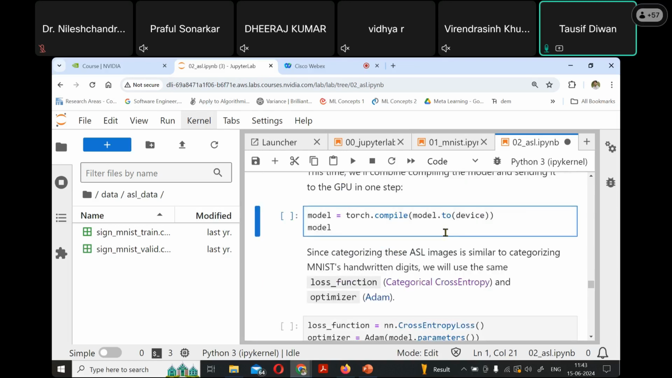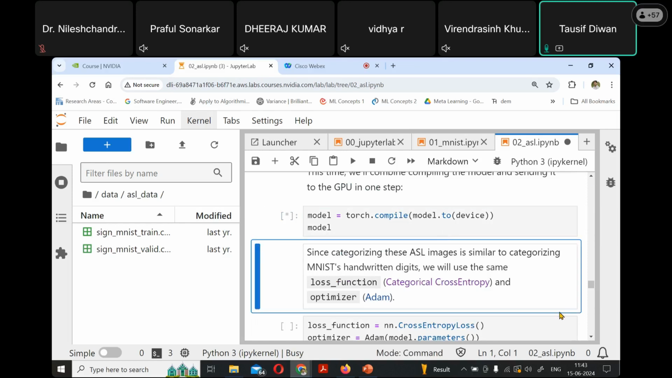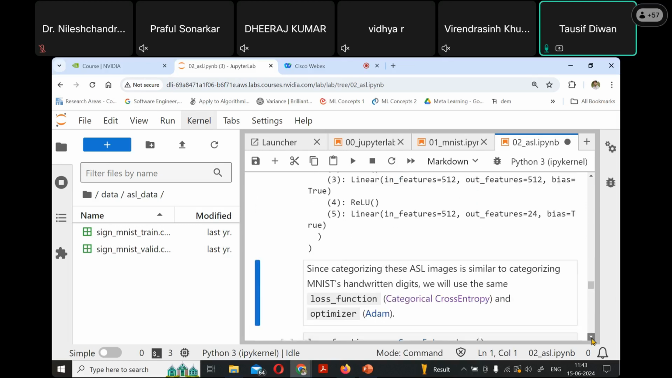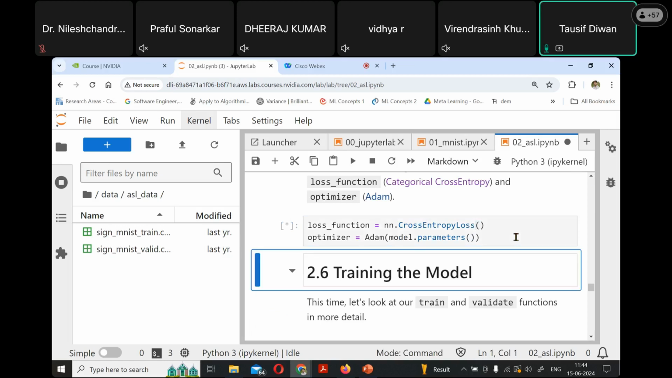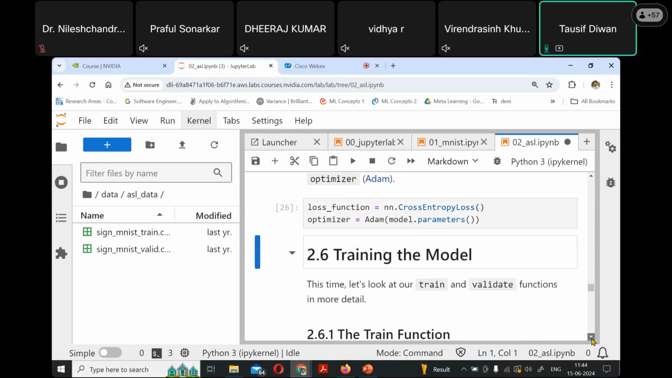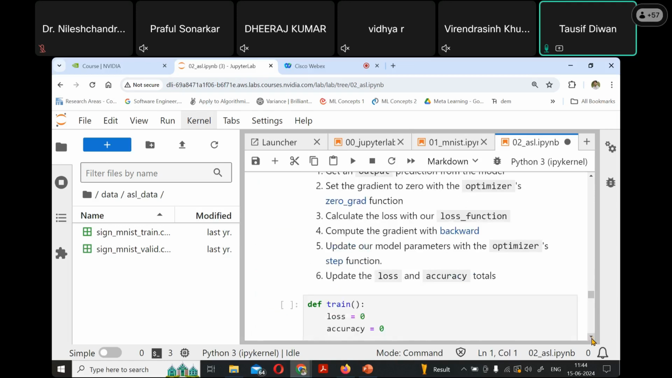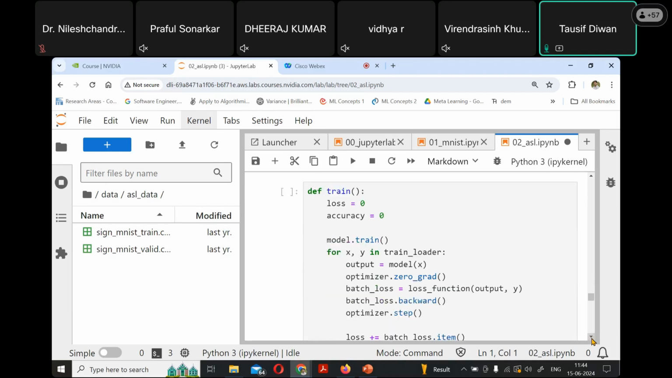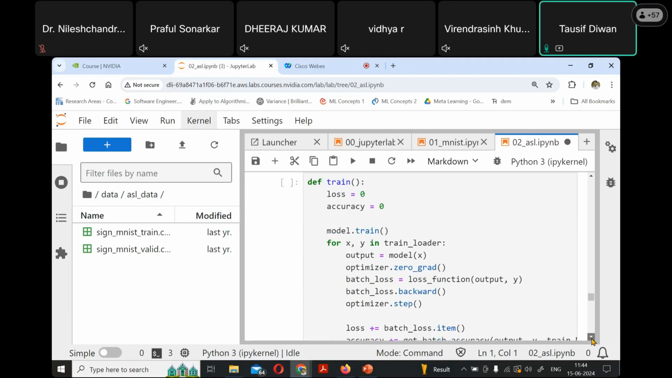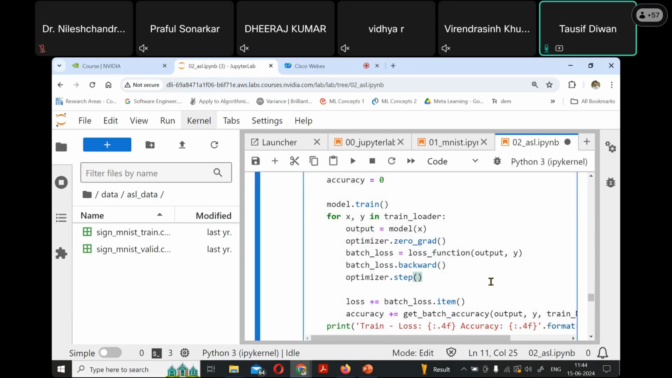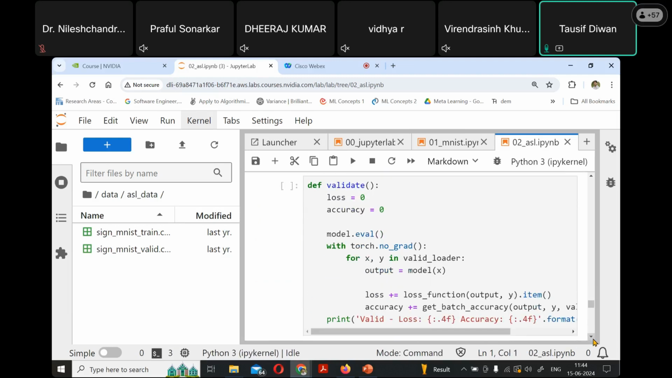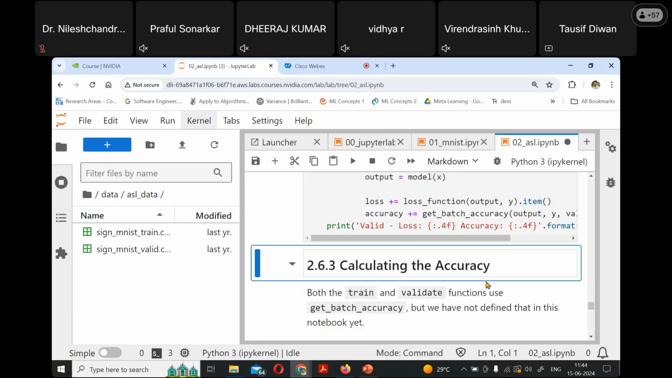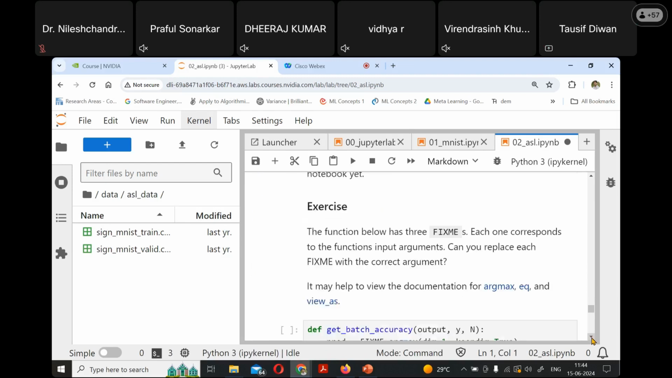Now compiling and sending the data of the model to the GPU. Then once again cross entropy loss and Adam optimizer. Training the model. So train and validation. These two functions are exactly the same. No difference is there. Train and validation. Next.